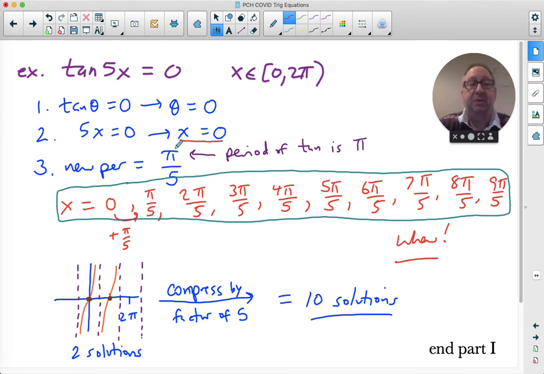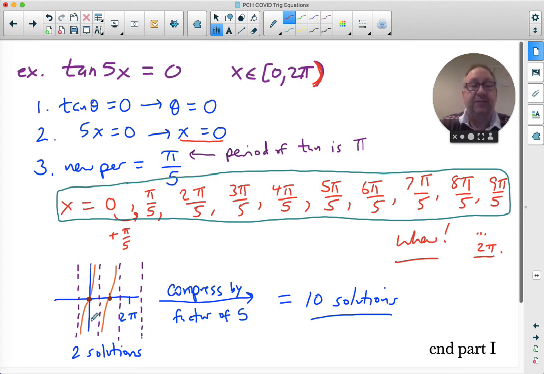The new period, well, a little different. Tangent's period is only pi. So we start with pi divided by the coefficient 5. The new period of this tangent graph would be pi over 5. So we take our initial starting point of 0. Here it is. And we just start adding pi over 5s until we reach 2 pi. That's when we stop. So we start adding pi over 5s and we get pi over 5. And then 2, 3, 4, 5. Yeah, that's just pi. Leave it alone. 6, 7, 8, 9. If I went another, I'd be at 10 pi over 5, which is 2 pi. But remember, not equal to that side. There it is, 10 solutions, which is what we would expect.